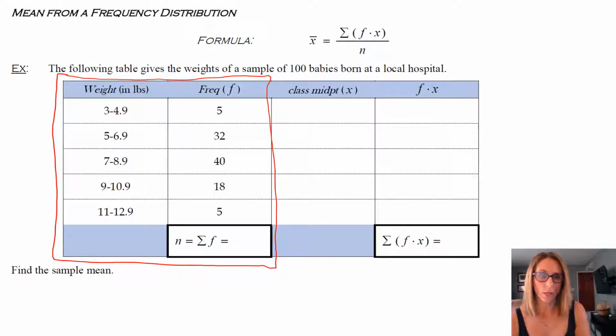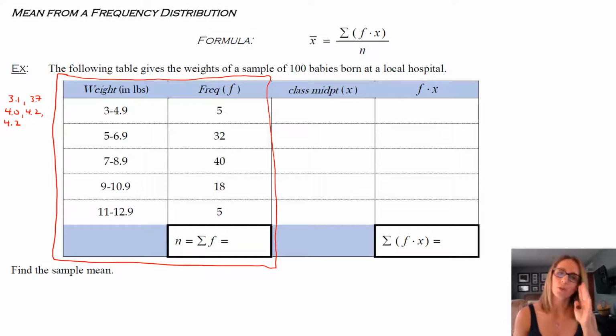For example, you've got your little preemie babies here, and there's 5 babies that were between 3 and 4.9. So maybe you have a baby that was 3.1 pounds, a baby that was 3.7, a baby that was 4 pounds, a baby that was 4.2 pounds, and then say another baby that was 4.2 pounds. Say that those are the 5 babies. Point is, you don't know what the actual weights are. So when we find this mean, we're really doing an estimate of what the mean baby weight was for these 100 babies.